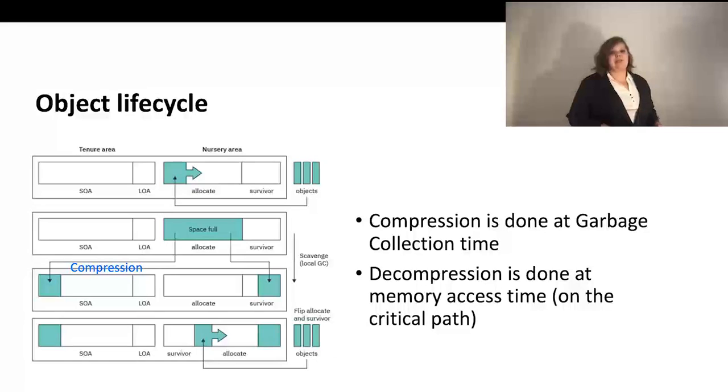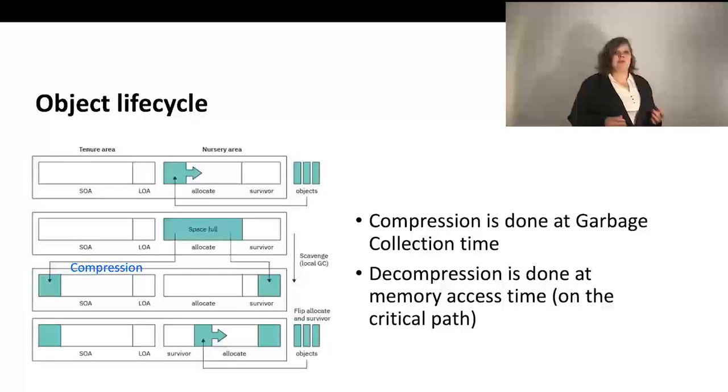This picture shows us the object lifecycle. We have two areas, nursery area for young and mostly short-living objects, and tenure area for old objects. Initially, objects are created in the nursery area. When the allocation space is full, local garbage collection happens. It moves long-living objects to the tenure area and shorter-living objects remain in the nursery, but in the survivor space.